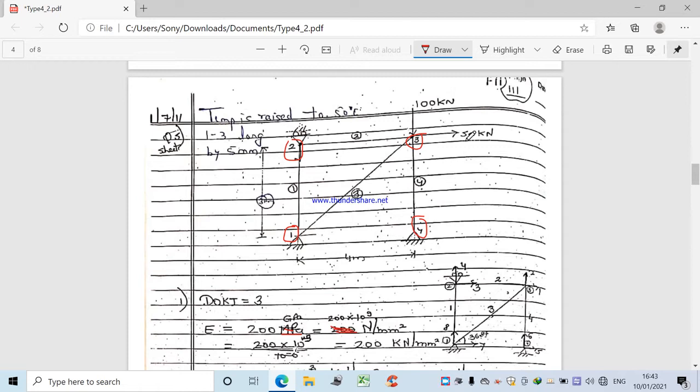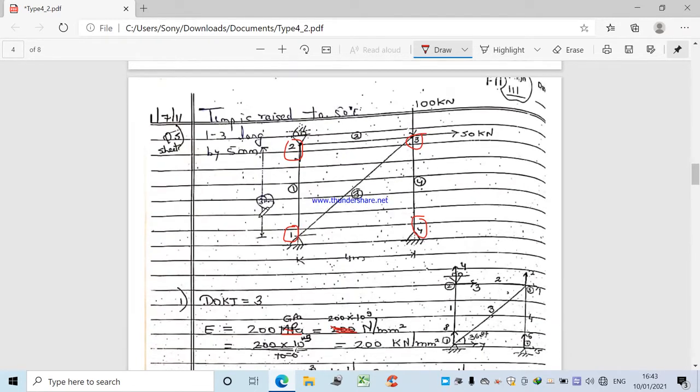Now along with that, 100 kilonewton and 50 kilonewton forces are also acting at joint 3. And member 1-3, this inclined member, is also too long by 5 mm. So this is a lack of fit effect, and the temperature is raised by 50 degrees to all the members. This effect we have to consider in our numerical.